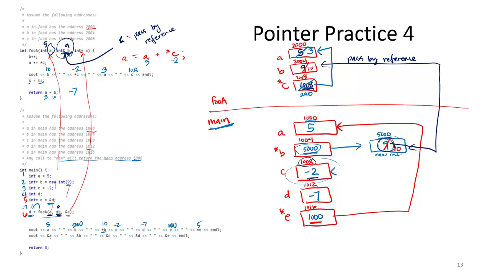In our second line of cout, we have &A. That's the memory address of A in main, which is 1000. Memory address of B is 1004. Memory address of C is 1008. Memory address of D is 1012. And memory address of E is 1016. And all of those were given in our original information. So there you have it. We have successfully determined the outputs for all of our cout statements.